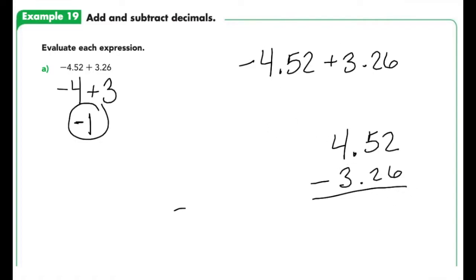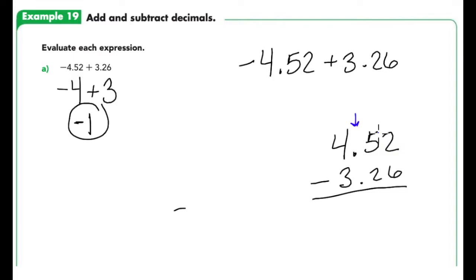It's important to make sure that your decimal points are lined up when you are subtracting with decimals or adding with decimals. So it's important to make sure that these are lined up here. We would just subtract as we normally would now.